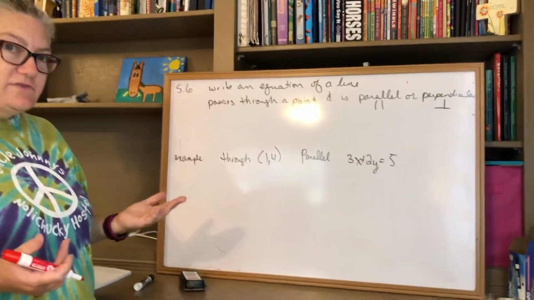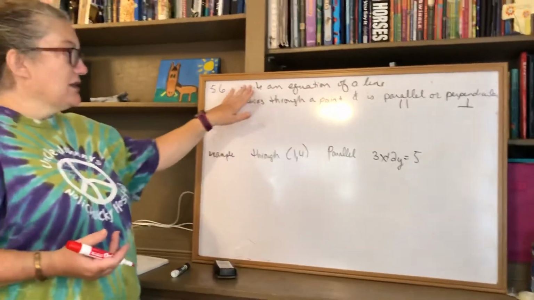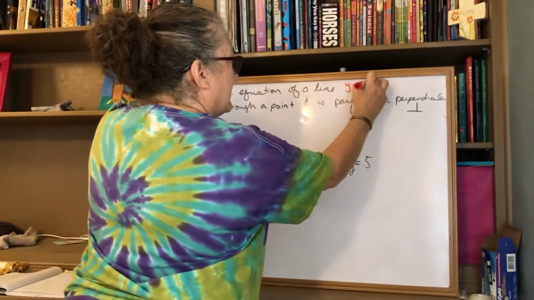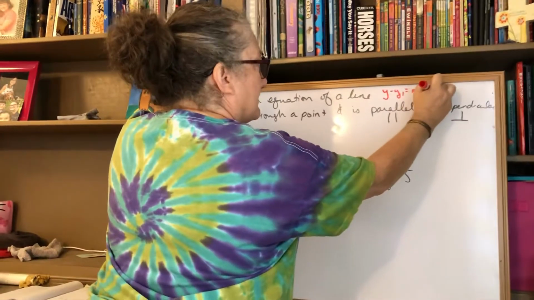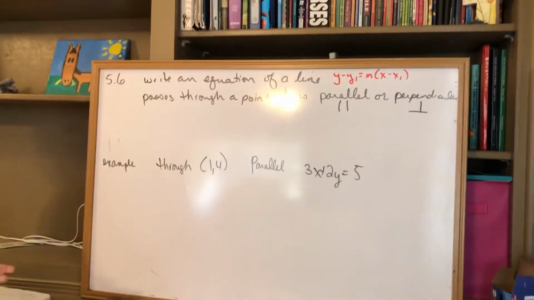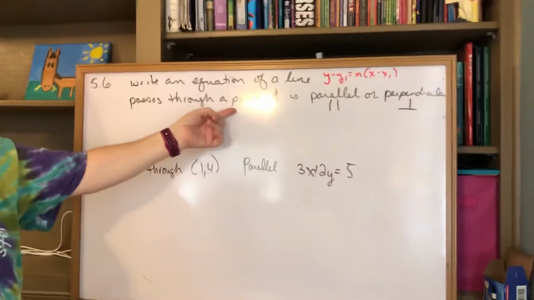We learned in the last videos that to write an equation, we need to have it in the form of y minus y1 equals m times x minus x1, where we have a point and we have a slope. So if it passes through a point, that means we have the point.